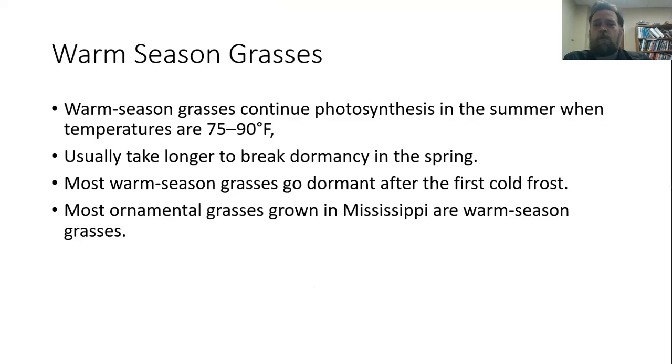In contrast, we have the warm season grasses. I'm going to spend a fair bit of time later going over some of the examples of that. They continue to grow as we have photosynthesis in the summer, with temperatures of 75 degrees and higher, even higher than 90 degrees. They do tend to break dormancy later in the spring, and they'll go dormant in the winter. Kind of just the exact opposite of what you see in the cool season grasses.